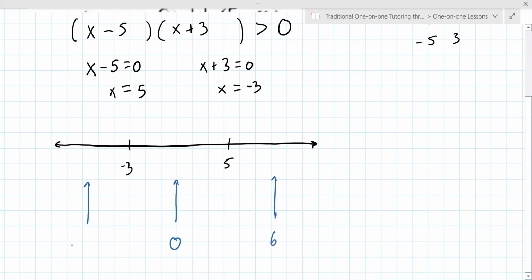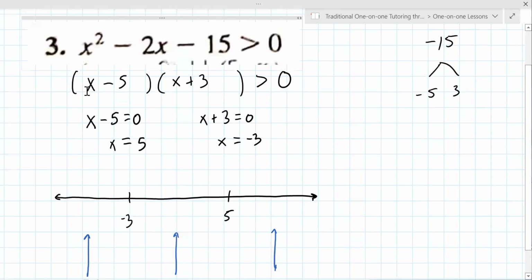6, and then maybe -5. Okay. And I'm doing this down here, not on the number line, because I don't want to distract from these numbers. These are the key numbers here, -3 and 5. Okay. All right.